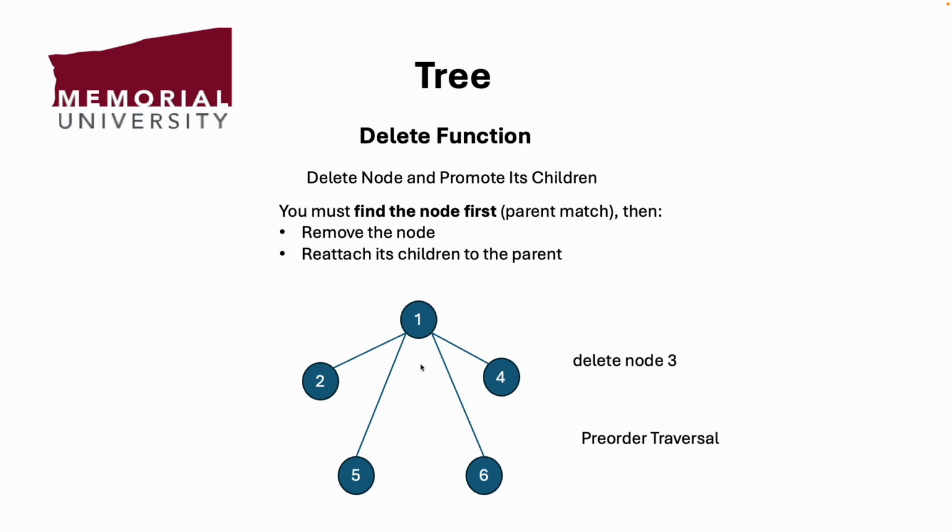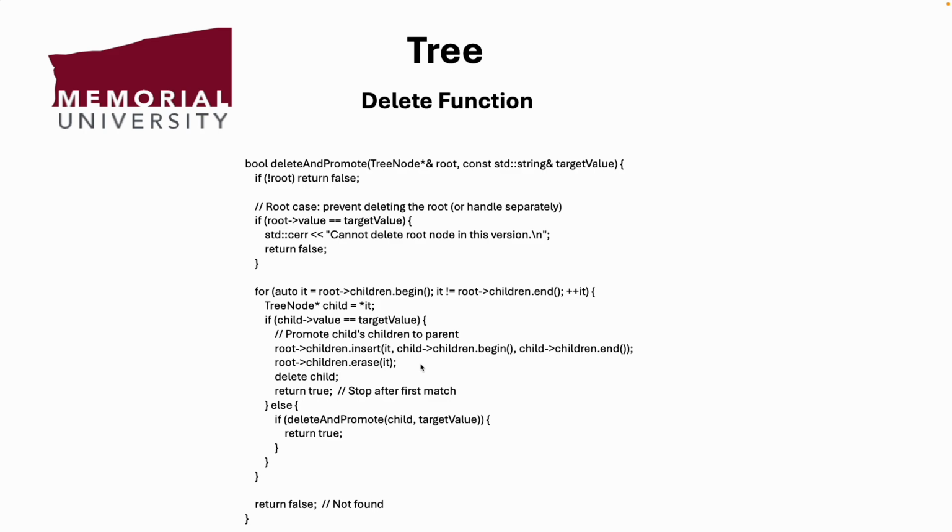So in this case, as we can see, we use a pre-order traversal to process this kind of deletion. Okay, here's the code. You guys are going to review it after. This code is for deleting the node and promoting its children.